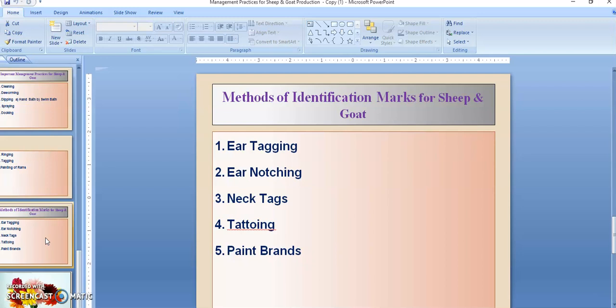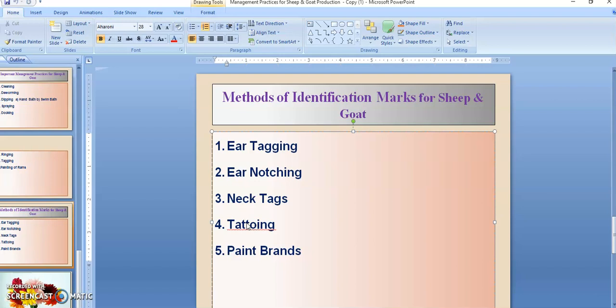The next important method is the tattooing method. In this method, we use an instrument called a tattoo punch, in which the number or letters can be inserted. We insert the number or letters, and each number is outlined with sharp needle projections. Tattooing can be done in the ear carefully.